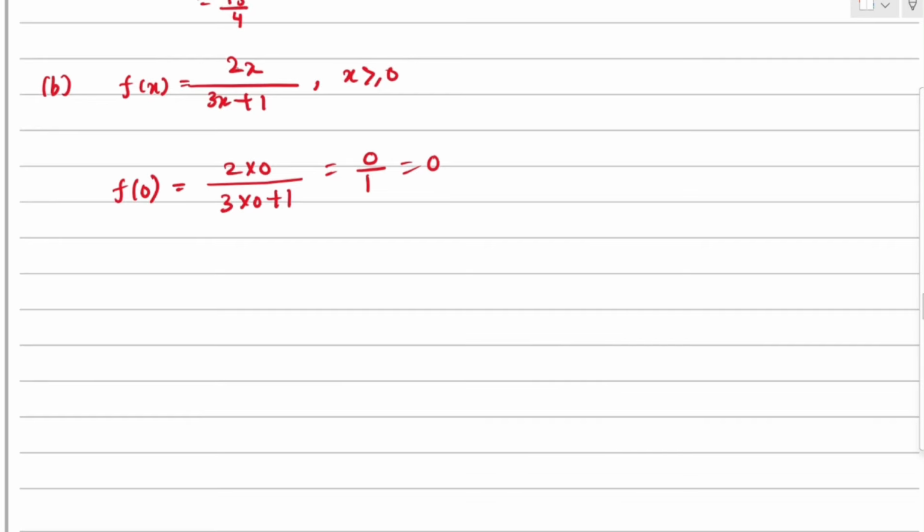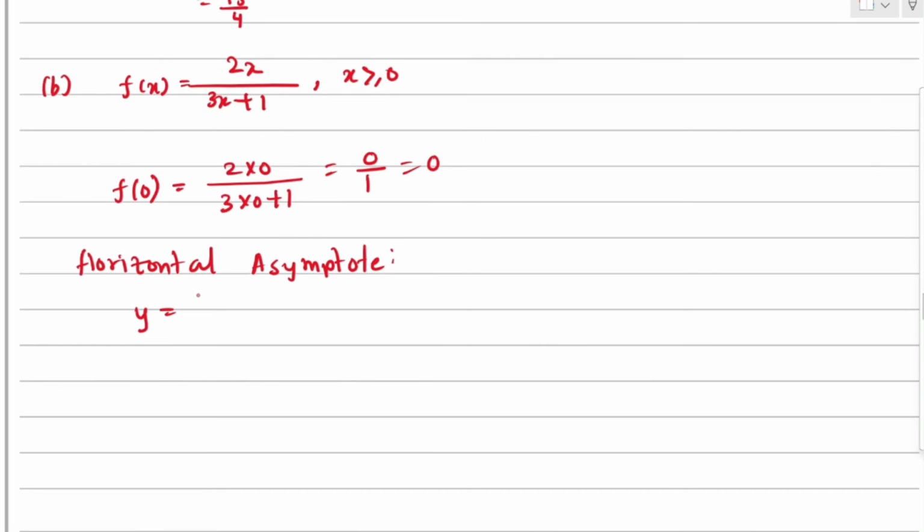Now we can see that this is a reciprocal function. Which means that the graph of this function will have a vertical and a horizontal asymptote. Now as we are calculating the range, we have to take into account the horizontal asymptote. So to find the equation of the horizontal asymptote, we have to divide the coefficient of x in the numerator with the coefficient of x in the denominator of our function f(x).